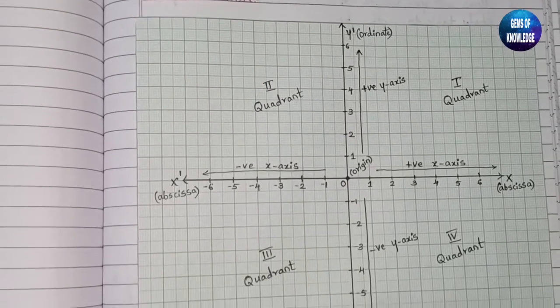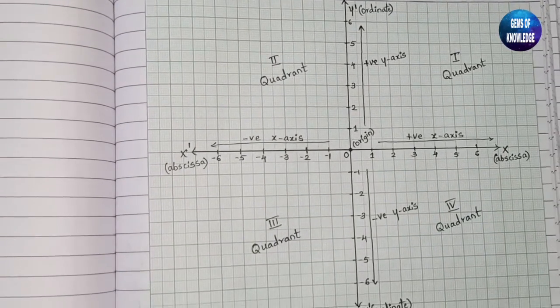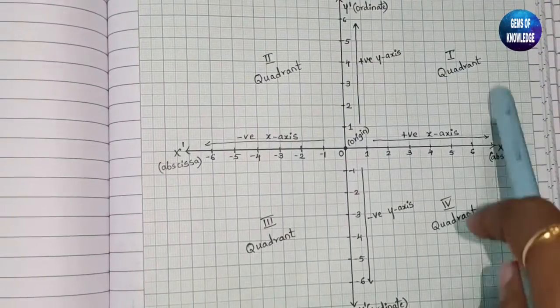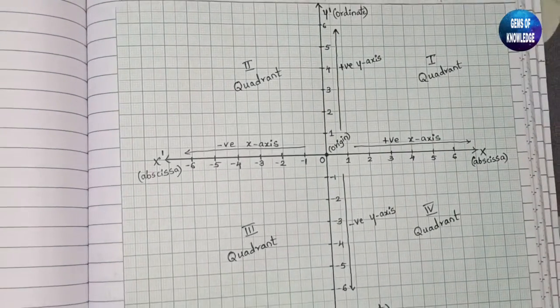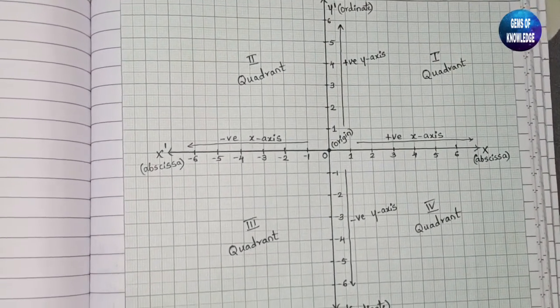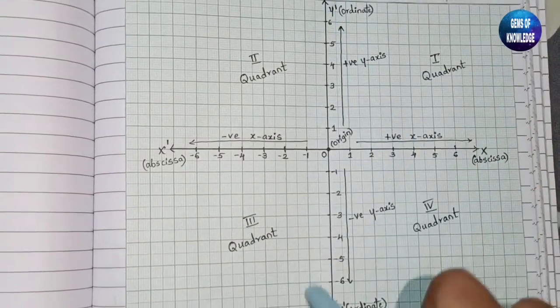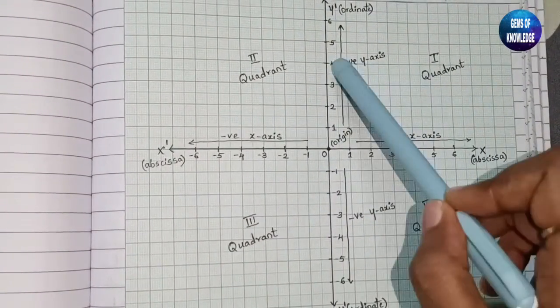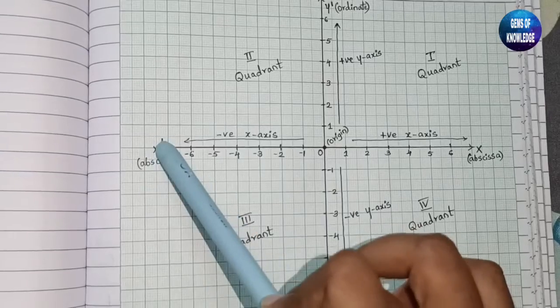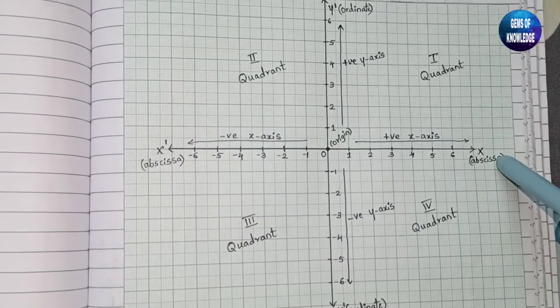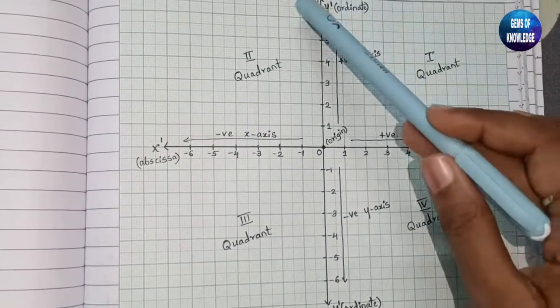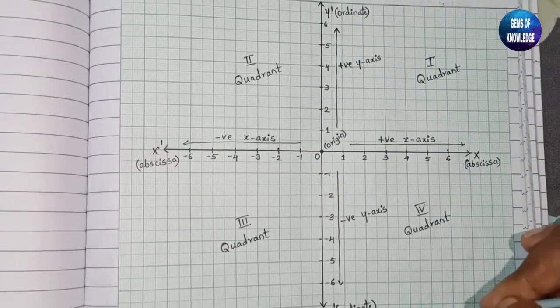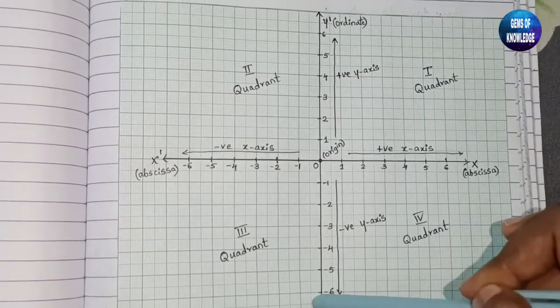So here you can see a graphical part which is shown here. This complete graphical part is nothing but called the Cartesian plane. Okay, and this Cartesian plane is divided into 4 different parts. So this horizontal line which is passing over here is known as the x-axis, and this vertical line is known as the y-axis.